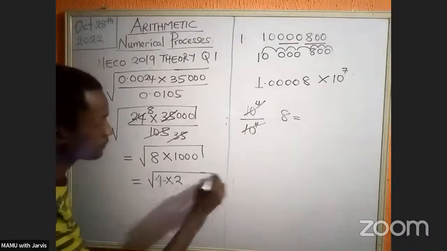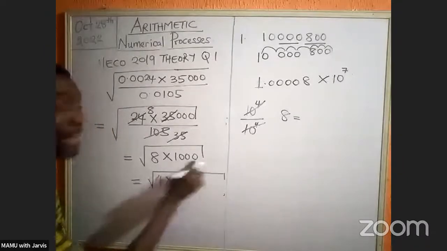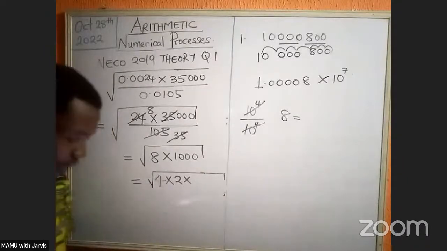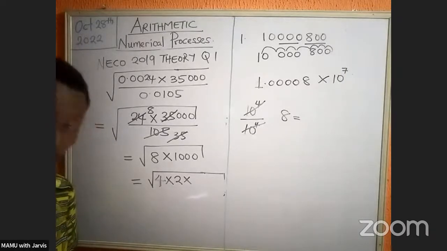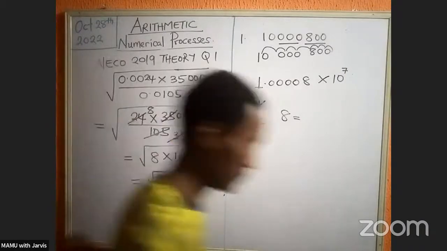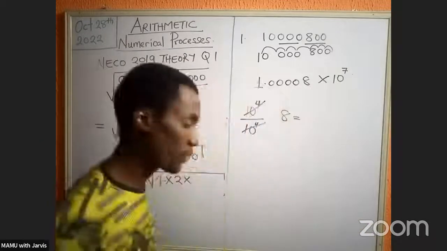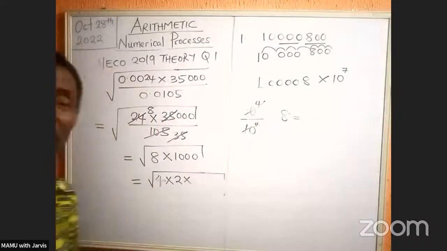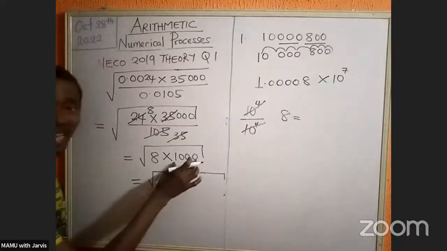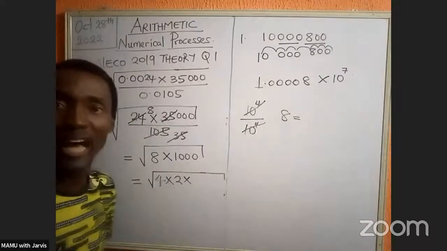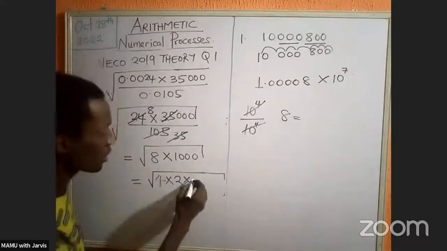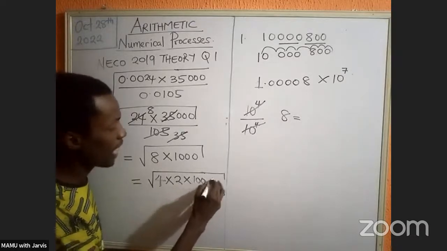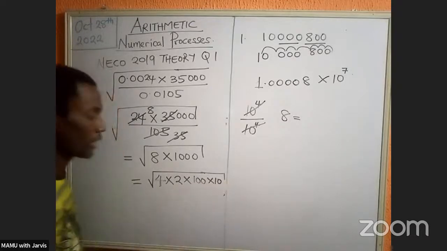Times 1,000 will be what? Can somebody help us? 1,000 will become what? Somebody helping us out. What two numbers can I multiply? Beautiful, 100 times 10. Beautiful. So I'm going to have 100 times 10.